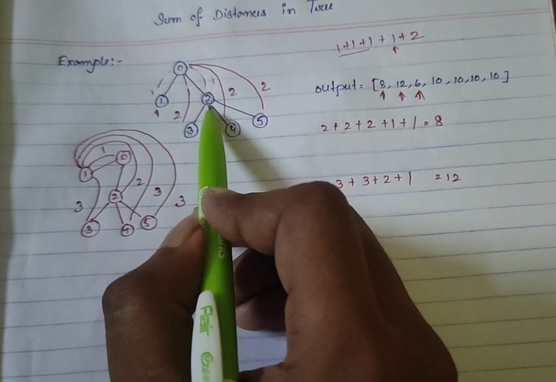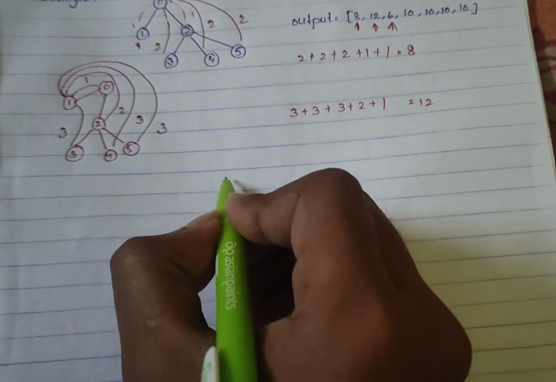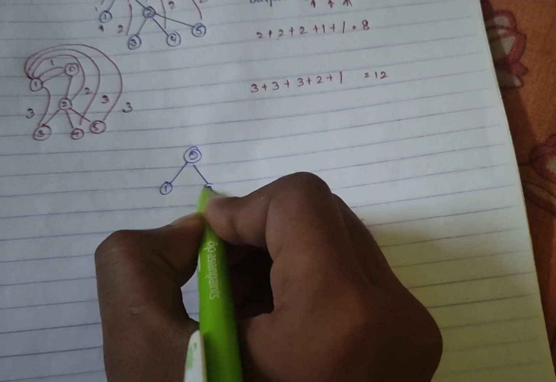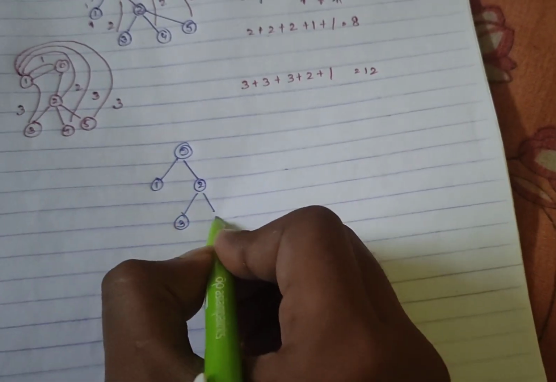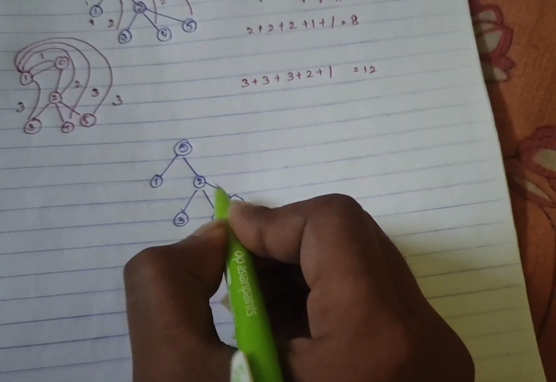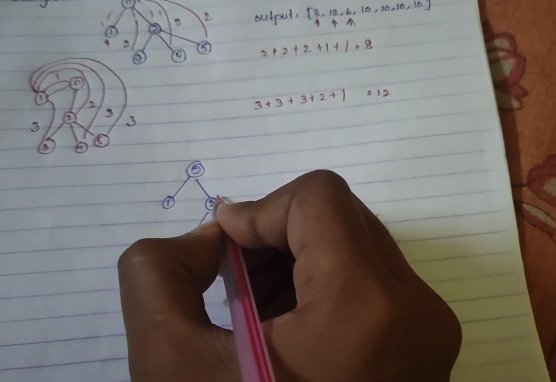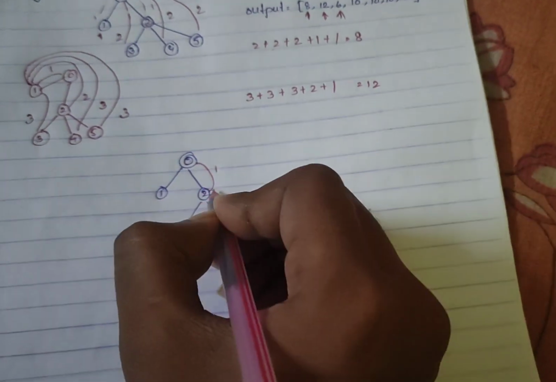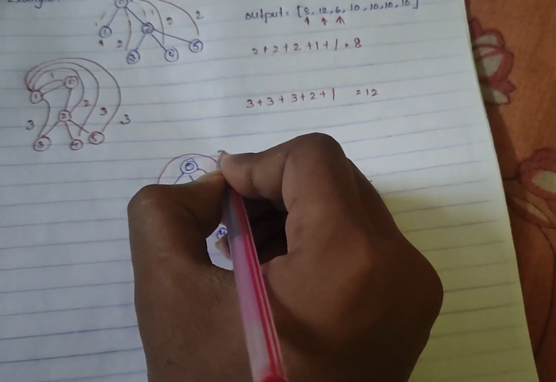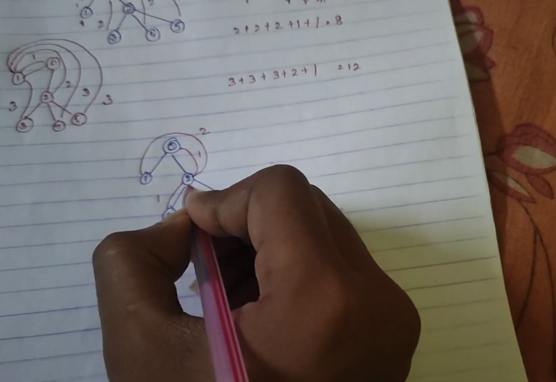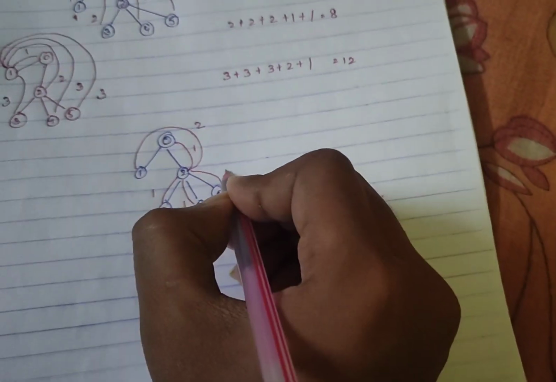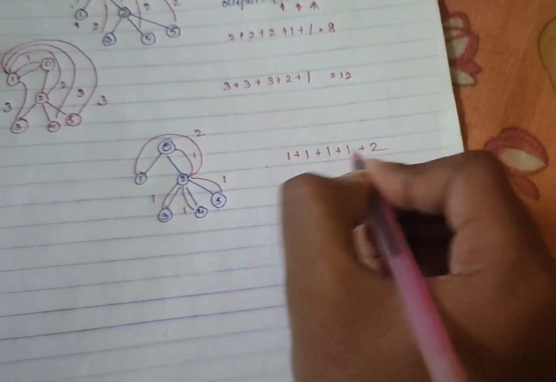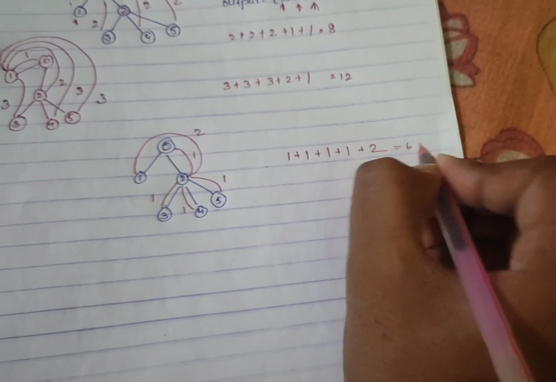Now we are checking from node 2. Firstly, the nodes are 0, then 1, then 2, then 3, then 4 and then 5. From 2 the distance to 0 is 1. From 2 the distance to 1 is 2. From 2 the distance to 3 is 1. From 2 the distance to 4 is 1. From 2 the distance to 5 is 1. So 1 plus 1 plus 1 plus 1 plus 2, so 4 plus 2 is 6.